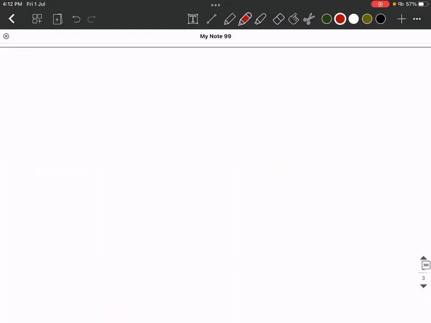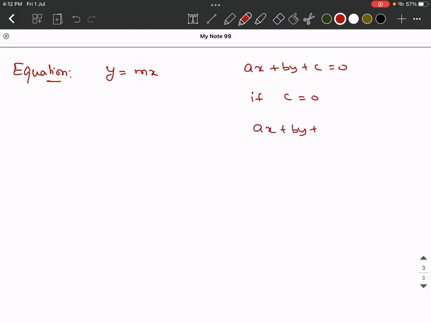Similarly, if you see an equation of the form y is equal to mx. For example, you know the general equation of a line is ax plus by plus c is equal to 0, right? If c is equal to 0, then what will happen to this equation? It becomes ax plus by is equal to 0. So any linear equation in two variables, I repeat, any linear equation in two variables without a constant added to it will always pass through the origin.